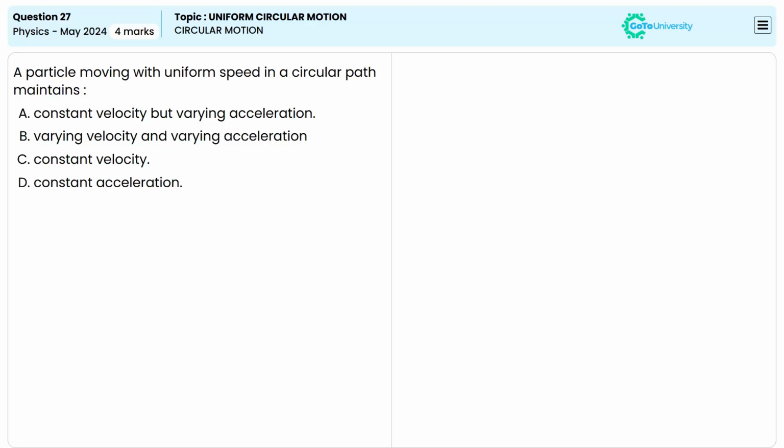Which quantity will be maintained by the particle which is moving in a circular path with a uniform speed? It's known that whenever an object or any particle moves with a uniform speed in a circular path, it will have three quantities mainly. The first one is regarding its speed. It's known that the speed will be constant, which means we are telling in terms of magnitude only.